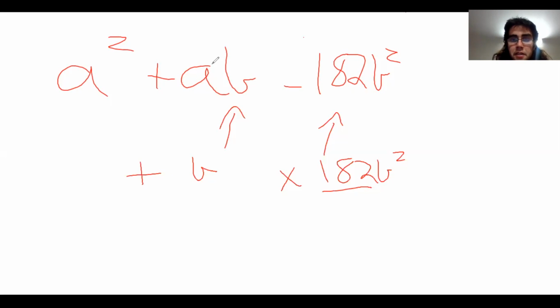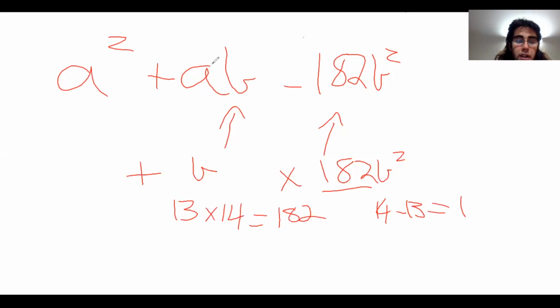All right. So we know that 13 times 14 is equal to 182. All right. So that works out well. And then we can also suggest that if we go 14 minus 13, we get 1, which would be the coefficient of b that we've got here. So therefore, we're going to use 13 and 14 within our answers.